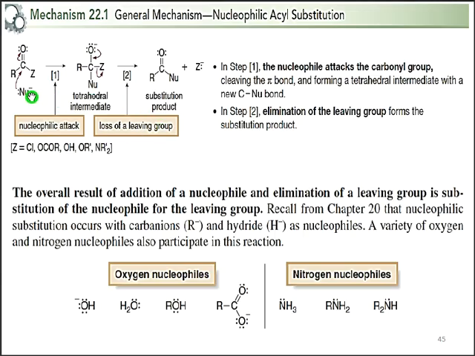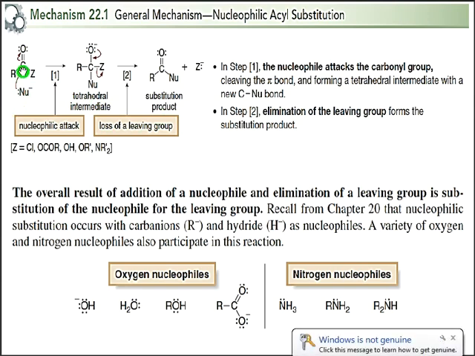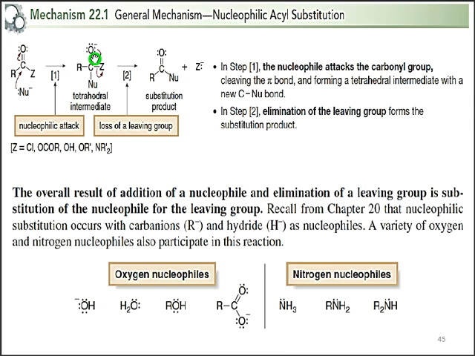And here look, the nucleophile attacks the carbon of the carbonyl group, and the pi bond opens. Step number 2, the negative charge makes a new pi bond, and the leaving group is removed from the structure to give you the product. The overall result of the nucleophilic addition and elimination of the leaving group is substitution of the nucleophile for the leaving group. That means overall the process is what?